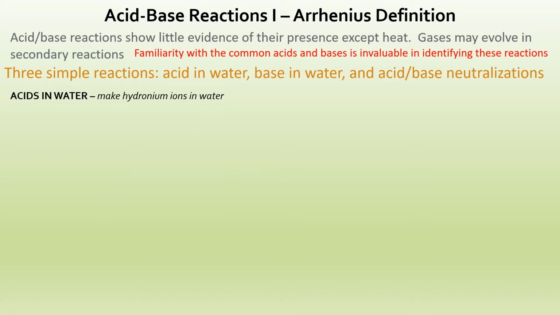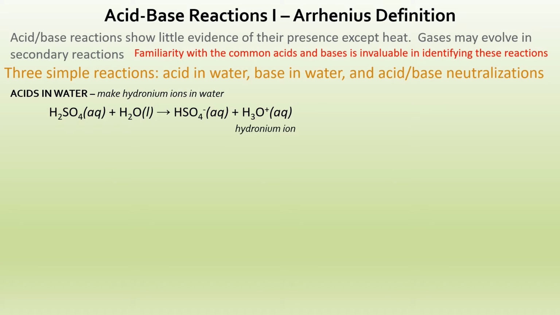Now let's look at acids and their behavior in water. Following the Arrhenius definition, we identify acids as materials that, when dropped in water, produce a hydronium ion. For instance, if we drop sulfuric acid in water, we produce the hydrogen sulfate or bisulfate anion and the hydronium ion. Notice, this could also be identified as a single displacement type reaction with a single hydrogen ion, a proton, being transferred between the reactants.